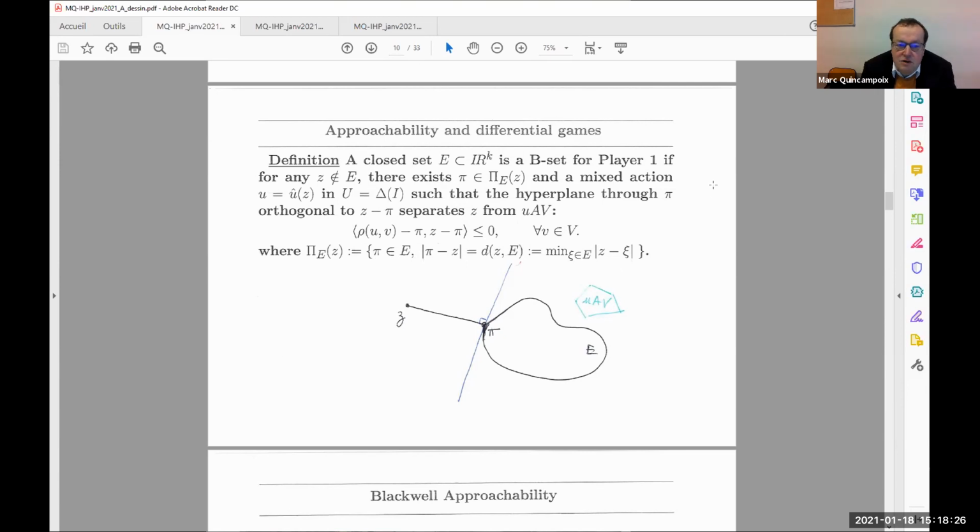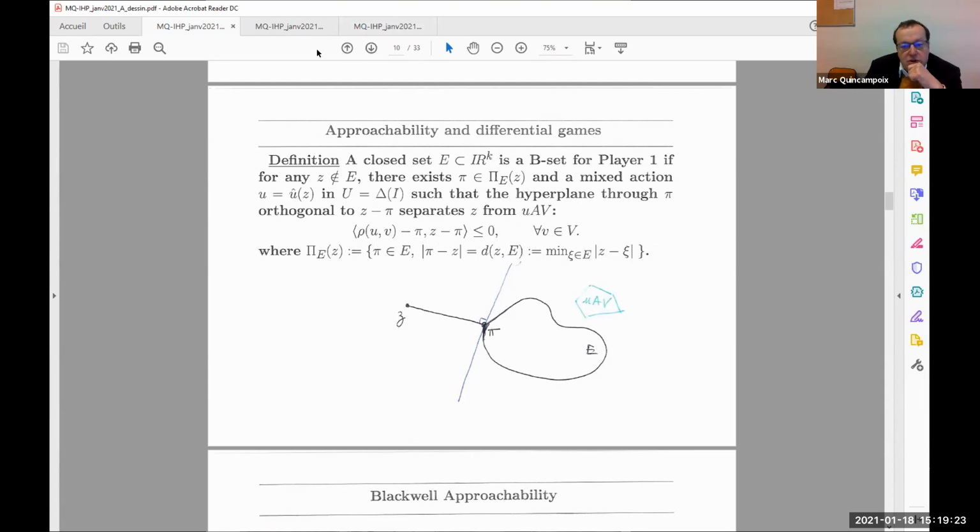So there exists a P and a mixed action U such that the hyperplane through P orthogonal to Z minus P, that I have drawn in blue, separates Z from the set of payoffs ρ(U, V), where capital V is the set of all small v that I have drawn here. So it is a very geometrical notion. And this can be analytically expressed by the fact that there exists a U such that the scalar product between ρ(U,V) minus P and Z minus P is negative for every V in capital V.